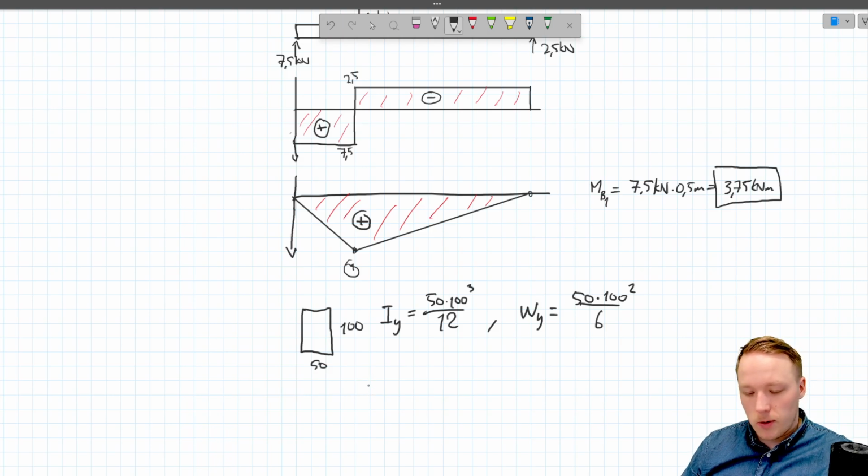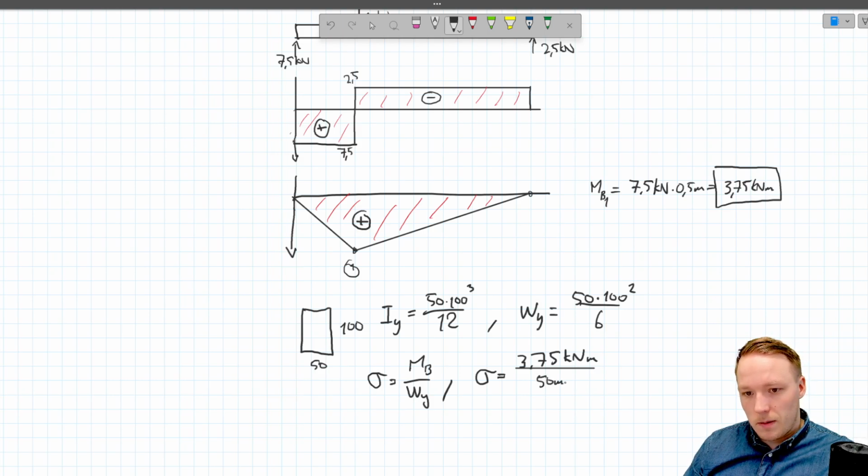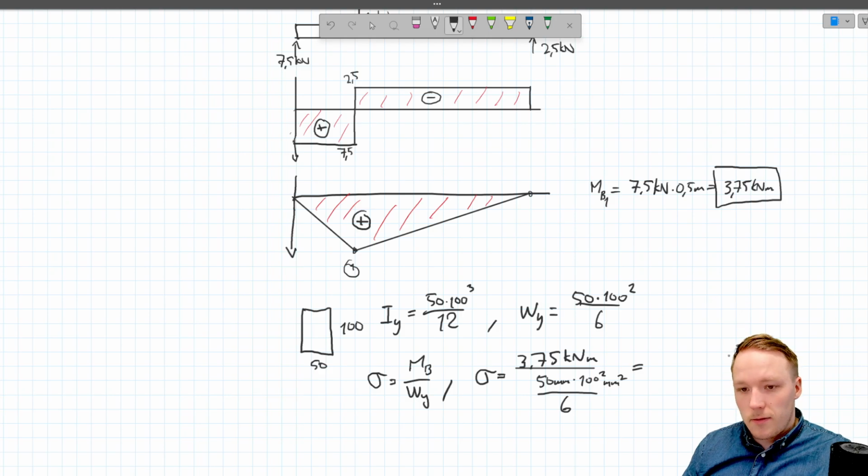And now with the equation for the stress, which is sigma equals to bending moment divided by section modulus, we can calculate the stress for this profile, which will be sigma equals 3.75 kilonewton meters, which was the bending moment which we just calculated, divided by the section modulus, which is 50 millimeters times 100 millimeters power to 2 divided by 6, and the value for this one will be 45 megapascals.